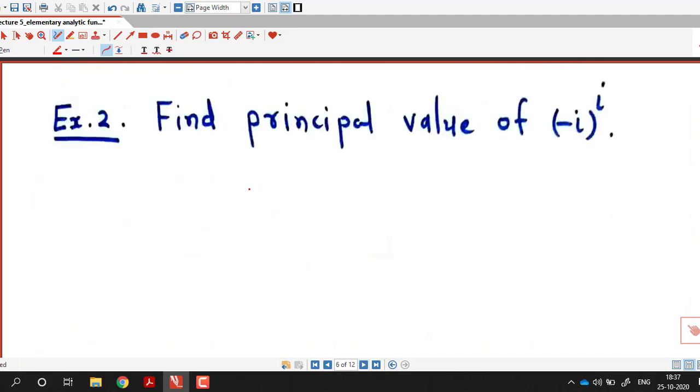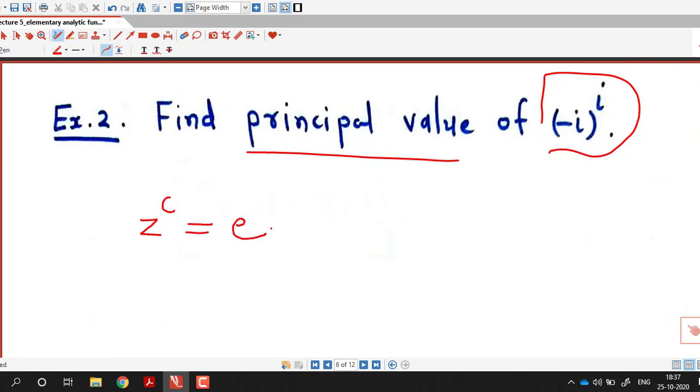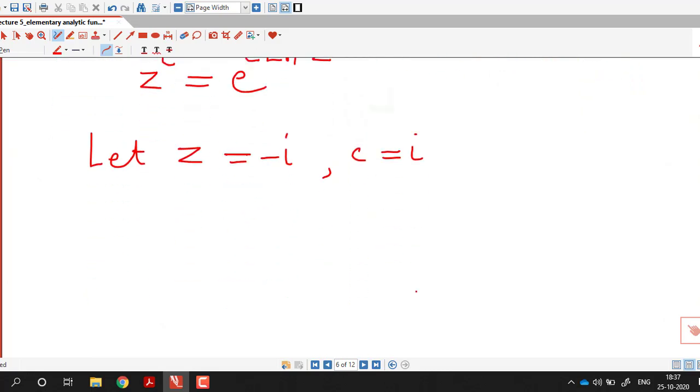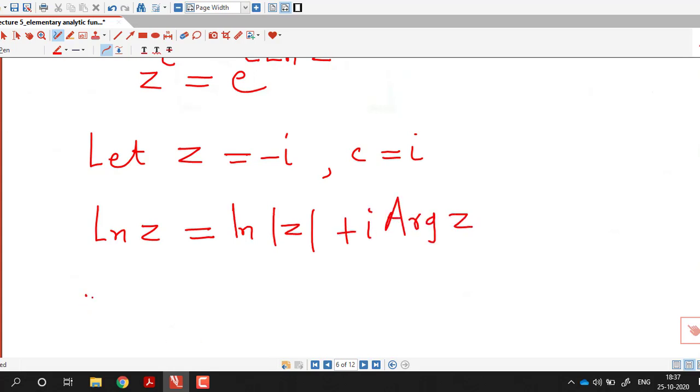Here we are asked to find the principal value of (-i)^i. As we have discussed, the principal value of a complex exponent is given by e to the power c times the principal logarithm of z. If we compare with z raised to c, here z is -i and c is i. So first we find the principal logarithm of z. By definition, Ln z is ln |z| plus i times the principal argument of z.